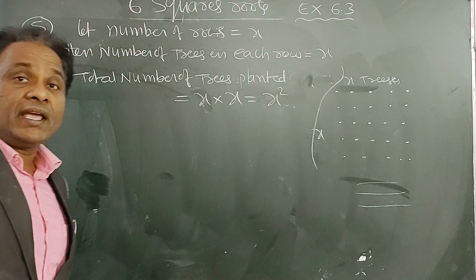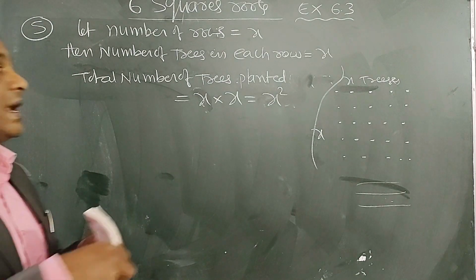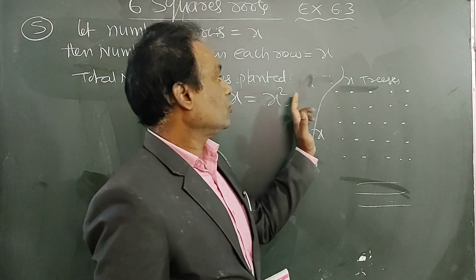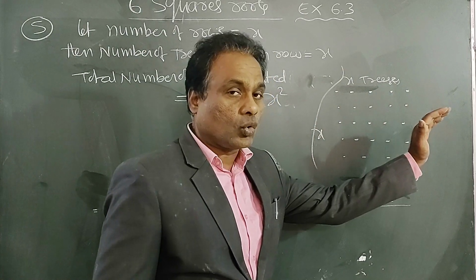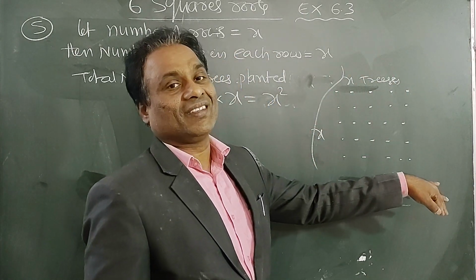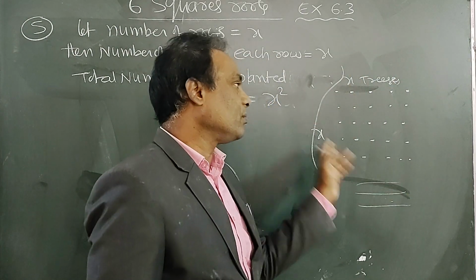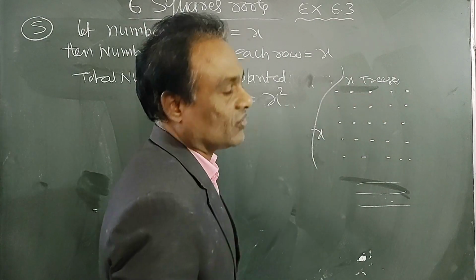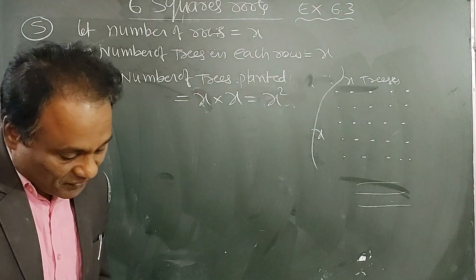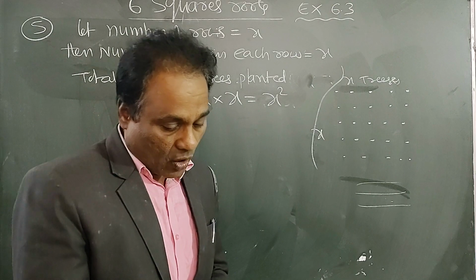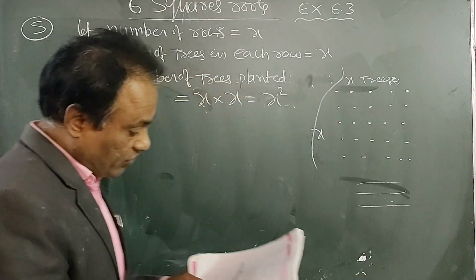Total number of trees will be x square. So how many trees are planted? X square trees, because x rows, each row x trees. Total number of trees will be x into x, x square trees. But the number of trees planted are, see how many trees we have?